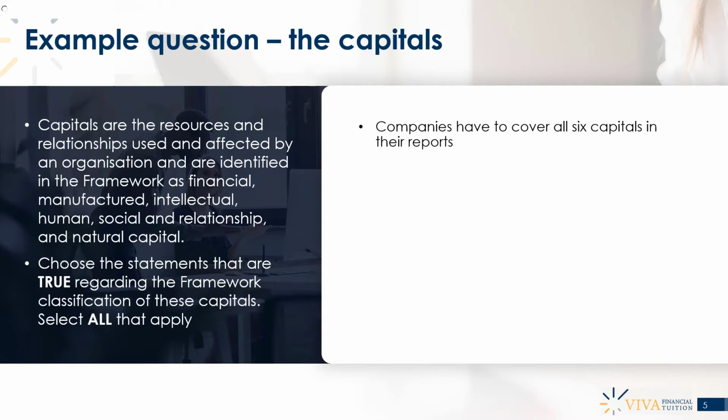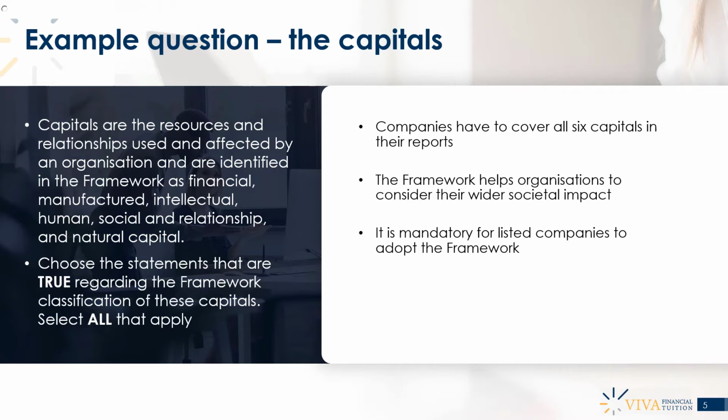First one. Companies have to cover all 6 capitals in their reports. No, it's guidance, isn't it? So you might choose to cover just 3 or 4 of them if some perhaps aren't particularly relevant to your industry. So you don't have to do anything with this reporting. So that's not true. Second one. Framework helps organisations to consider their wider societal impact. Now, I like the sound of that one because I can link that in with 2 of the capitals. Natural capital, my effect on the environment, and also my relationship capital as well. That's about my interaction with other parts of the supply chain. It's mandatory for listed companies to adopt the framework. No, it's not. We've said everything about this is guidance, so you don't have to do it.